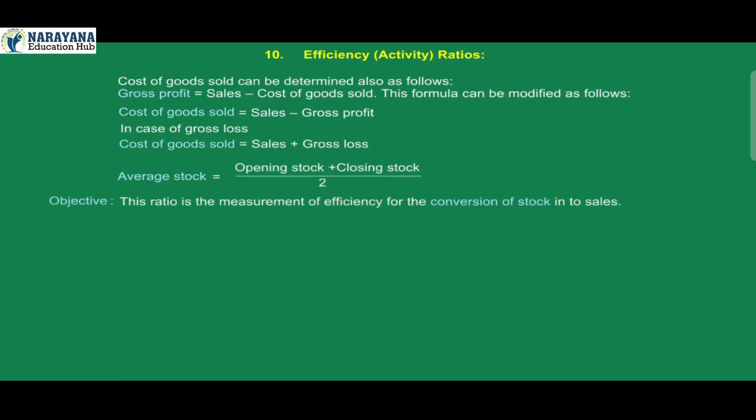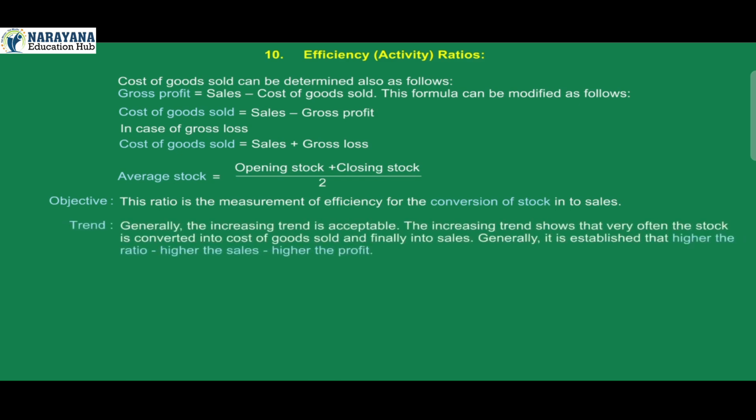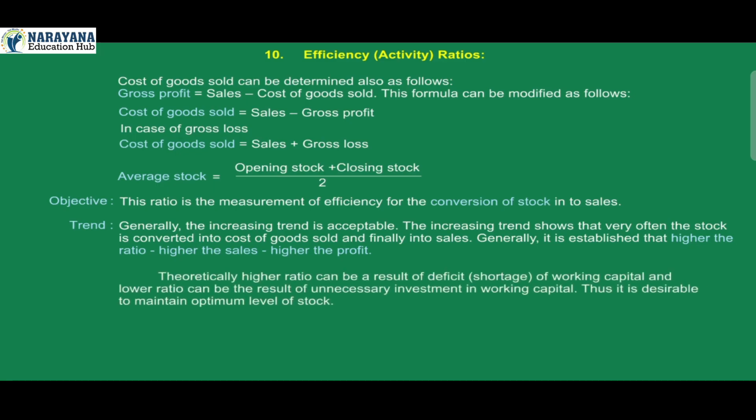This ratio is the measurement of efficiency for the conversion of stock into sales. Trend: generally, the increasing trend is acceptable. The increasing trend shows that very often the stock is converted into cost of goods sold and finally into sales. Generally, it is established that the higher the ratio, the higher the sales, the higher the profit.